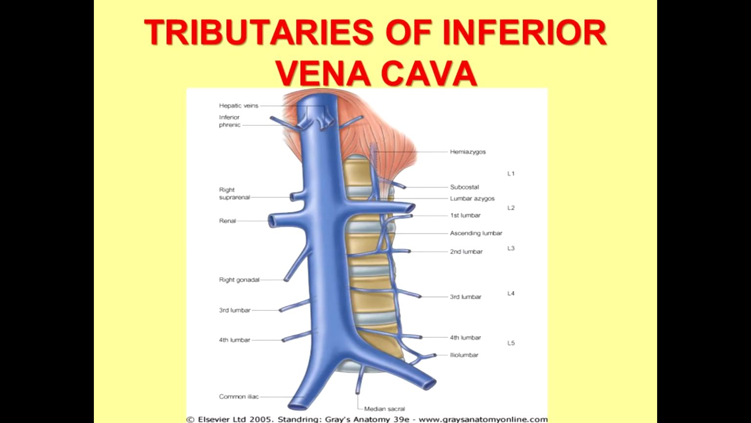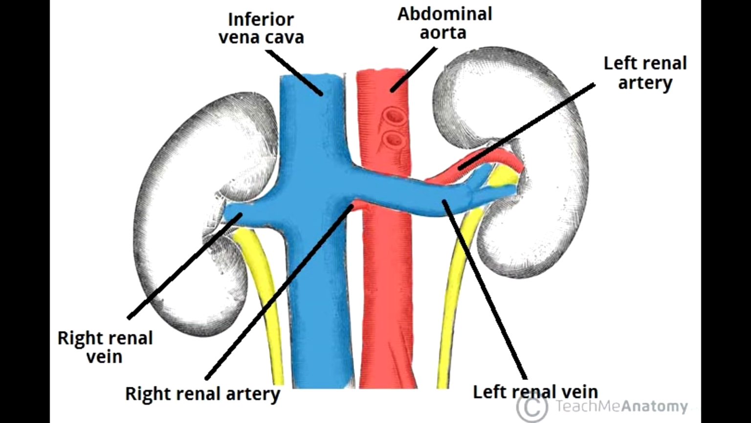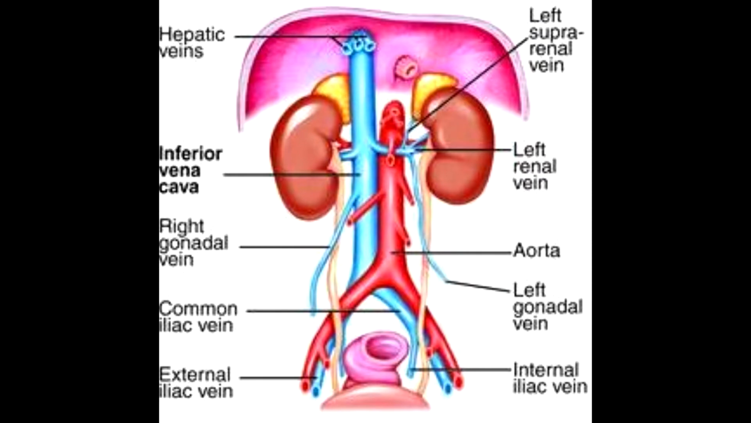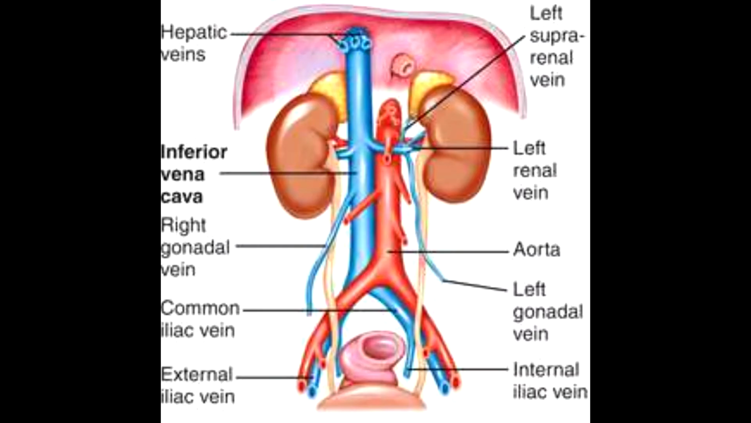The visceral tributaries of the inferior vena cava include the hepatic veins, which drain the hepatic portal system, the right and left renal veins, which drain the kidneys, and the right gonadal, or ovarian or testicular vein, which drains the right ovary or testicle, and the right suprarenal or adrenal vein, which drains the right suprarenal or adrenal gland. Anatomically, the inferior vena cava lies on the right side of the abdominal aorta.